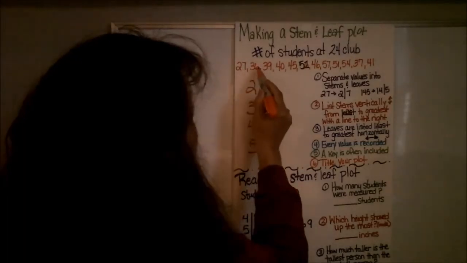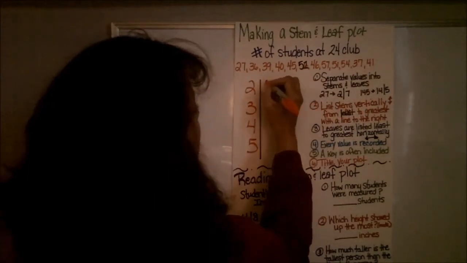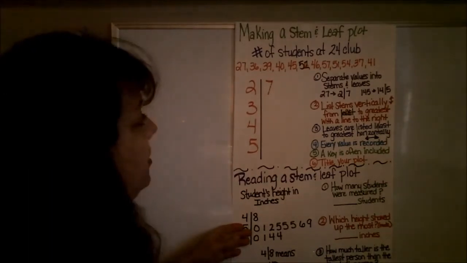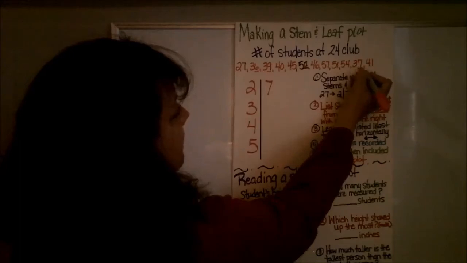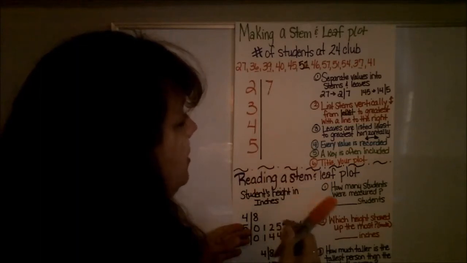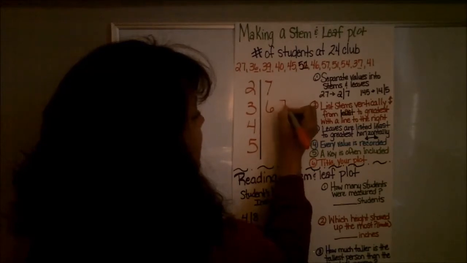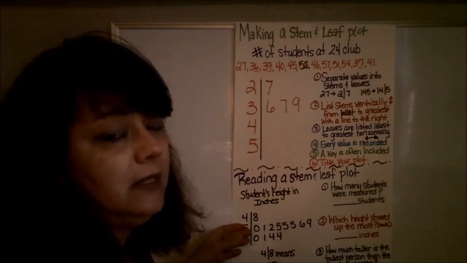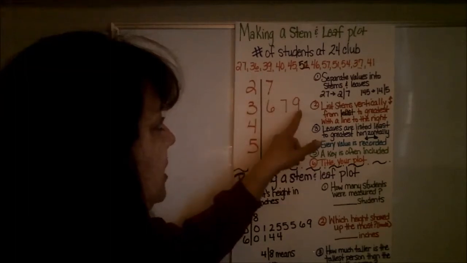We have 27, and that is the only 2 we have. So we can easily just put the 7 here. Then I need to look at my 30s. I've got 36, 39, 37. But I need to remember that I'm going from least to greatest. So I need to ask myself, what's the smallest? That's right, 6, then 7, then 9. You'll notice that I'm not using commas to separate. This would be 36, this is 37, this is 39.